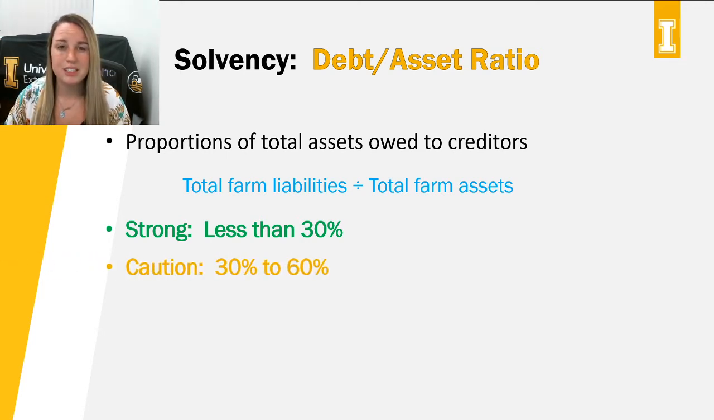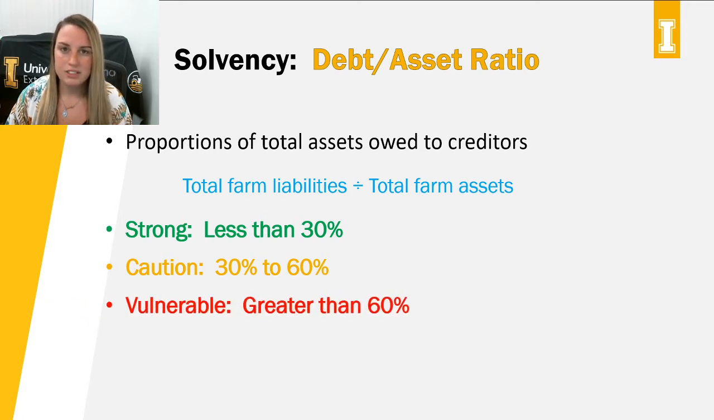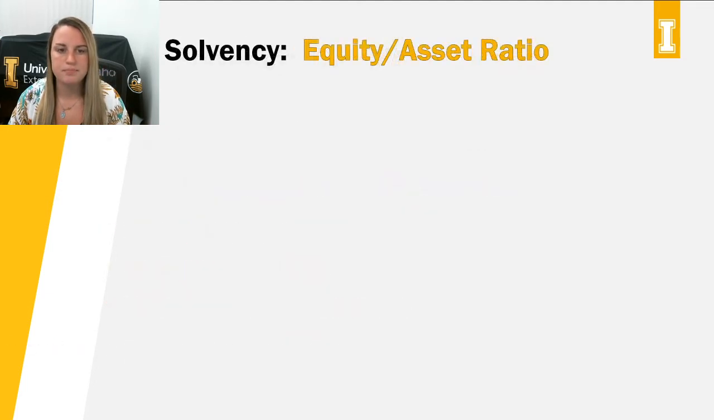Caution is 30 to 60%. That's saying that your debt is about 30 to 60% of your assets, which could be kind of scary. And then vulnerable is greater than 60%. So maybe the bank owns the whole farm. Again, it depends on where you are in the business cycle. This might not be as scary as if you're just starting out, but it could be a very big point of caution if you are later in the business cycle. So lower values are better.